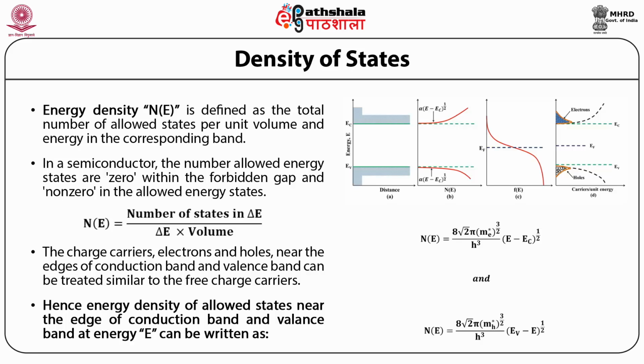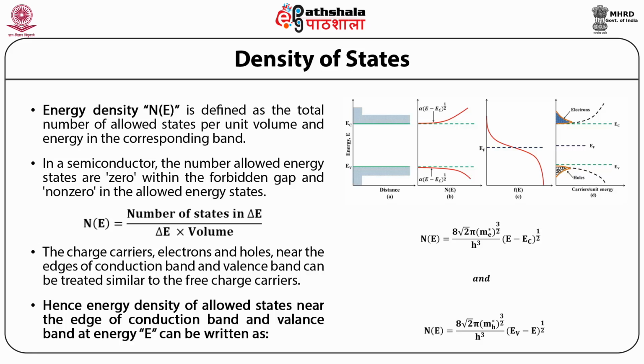Similarly, the energy density of allowed states near the valence band at energy E can be written as Ne is equal to 8 root 2 pi multiplied by mh star to the power of 3 by 2 divided by h cube. This whole is multiplied by square root of Ev minus E for E less than or equal to Ev. Of all these figures, the first figure shows the band representation of a semiconductor.